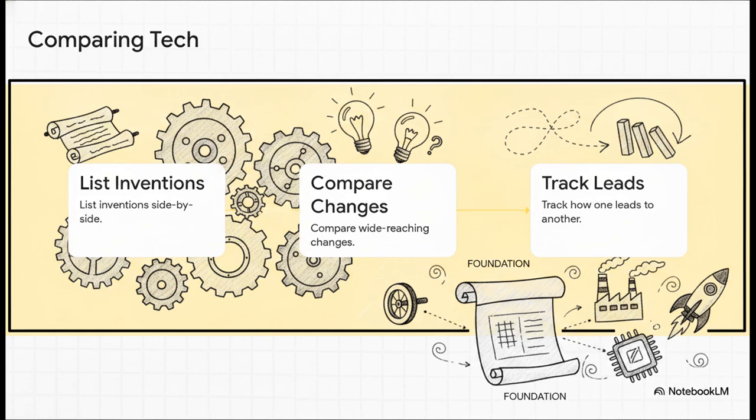This step-by-step analytical process is incredibly revealing. Step 1. You list the inventions side by side. Step 2. You carefully compare those wide-reaching changes. And Step 3. You track how one invention inevitably leads to the next. Seeing this visually lets you track the exact domino effect of human ingenuity.